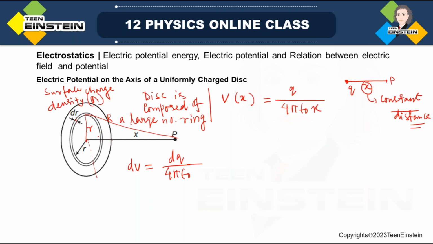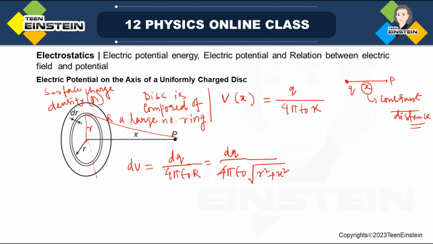So in that case, what will be the distance? The distance will be this R. So dV is dq by 4 pi epsilon naught R, where R is the square root of x square plus r square.